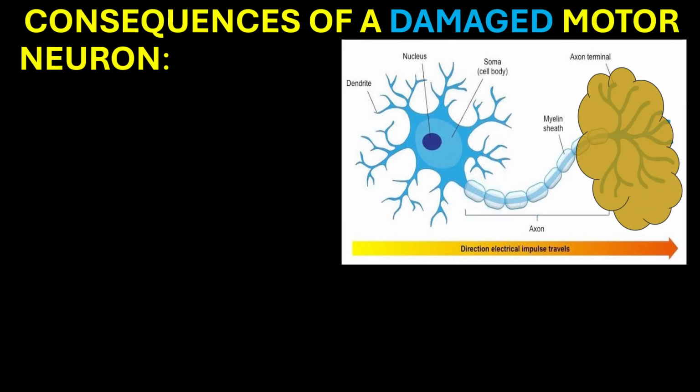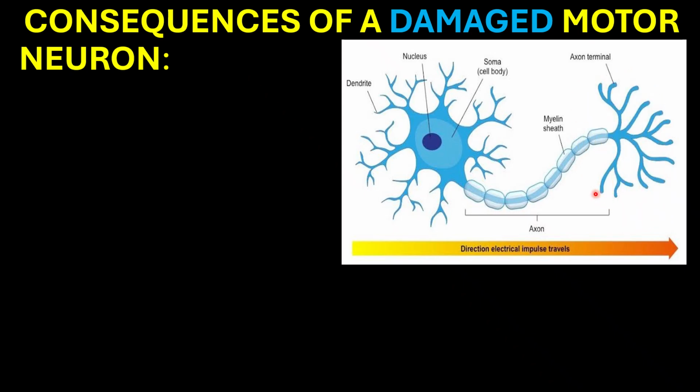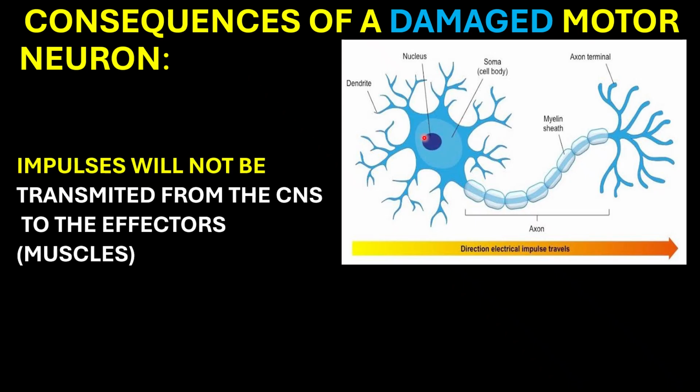if it is damaged? If the motor neuron is damaged, like you can see on your screen, you can see a part of it is actually gone, or you can see the nucleus is gone, or that something is wrong with the cell in one way or the other. If the motor neuron is damaged, what will be the consequence? You simply have to write the same functions, but then you have to insert the words "will not be". So you simply say impulses will not be transmitted from the CNS to the effectors.